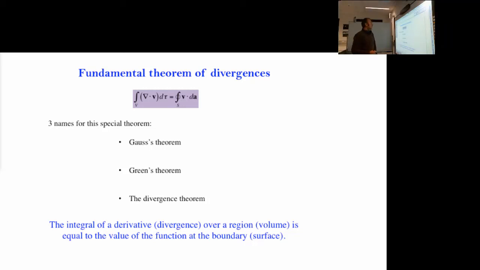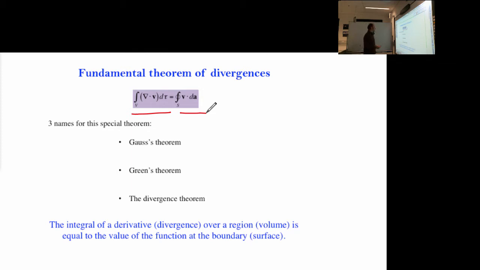Okay, so the fundamental theorem for divergences essentially relates the total divergence of a vector from some point to the total flux across the surface. It's also called Gauss's theorem or Green's theorem. What we have here is the divergence of a vector v integrated over some volume, where d tau is our infinitesimal volume element. This is equal to the dot product of our vector with the infinitesimal surface area, integrated over some surface.